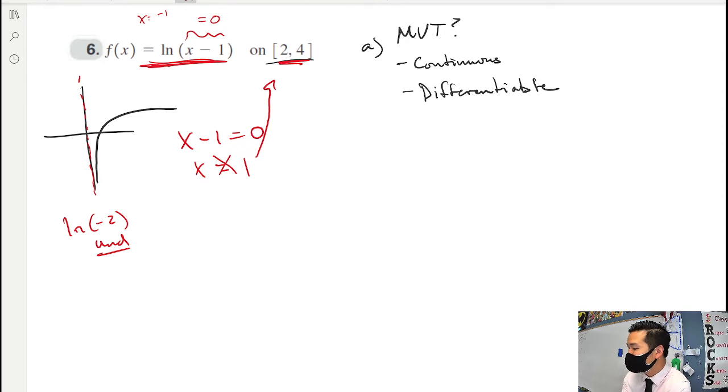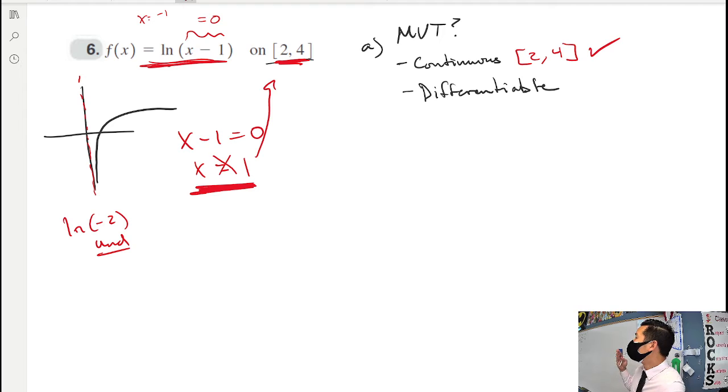So this function does exist between 2 and 4. Not only does it exist, it's continuous from 2 to 4. It's not continuous at 1, right? But 1 is not in the interval, so we don't care. It is continuous on the interval 2 to 4, so I put a little check mark. It works. Okay? Second thing, is it differentiable?